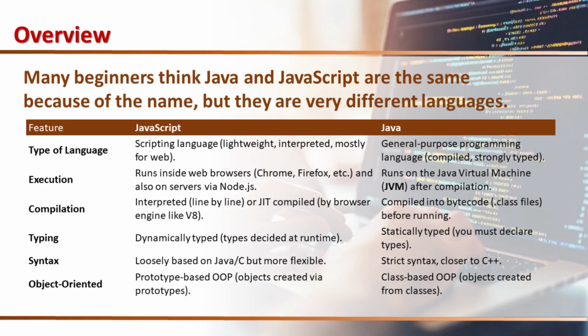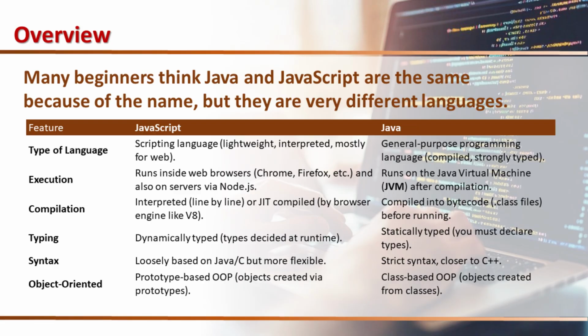Regarding execution, JavaScript runs inside web browsers such as Chrome and Firefox, and it can also run on servers using Node.js. Java, on the other hand, runs on the Java Virtual Machine, JVM, after it is compiled. When it comes to compilation, JavaScript is interpreted line by line or just-in-time (JIT) compiled by browser engines such as V8. Java is compiled into bytecode .class files before it is executed.